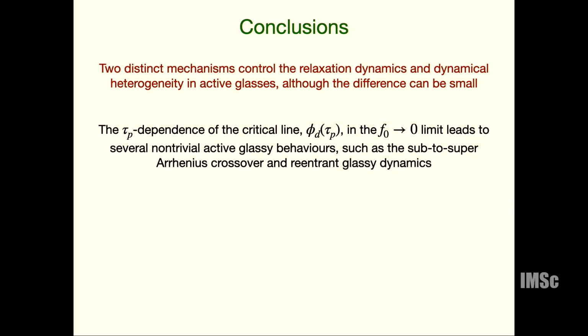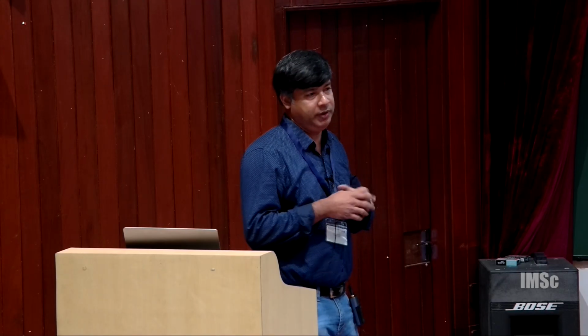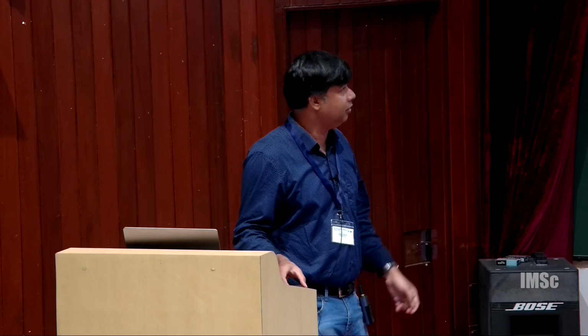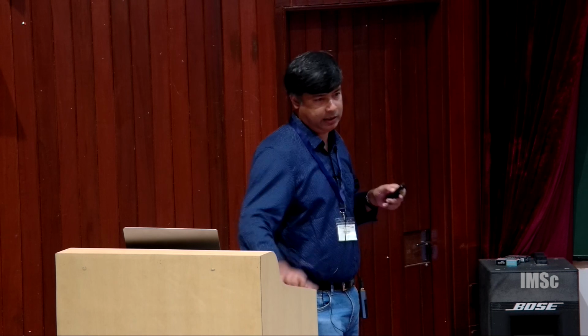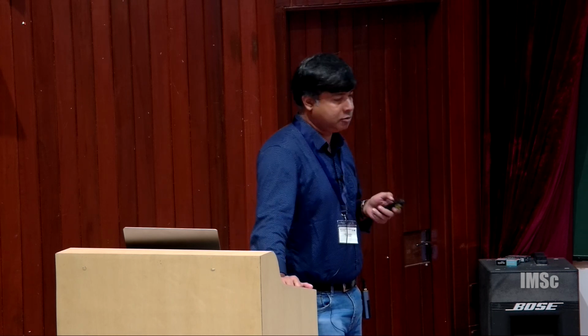Okay, so to conclude, in the first part I talked about the dynamical heterogeneity of the system, and we showed that two distinct mechanisms control the relaxation dynamics and the dynamical heterogeneity in active glasses, although the difference can be small. So if the difference of that particular term sigma a that we talked about is small, then the effective temperature like scenario still applies, and it will be a nearly equilibrium scenario at a suitably defined effective temperature. But in principle they can be different, and we showed this also within the elastoplastic model.